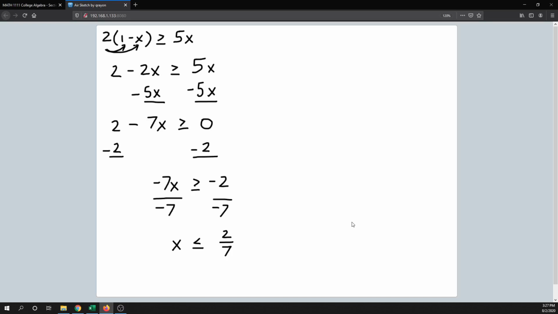So to graph out this solution, what you would do is make a number line, like so. Okay. And then I'm going to take this number that I get over here and put it on the number line, just kind of right in the middle.